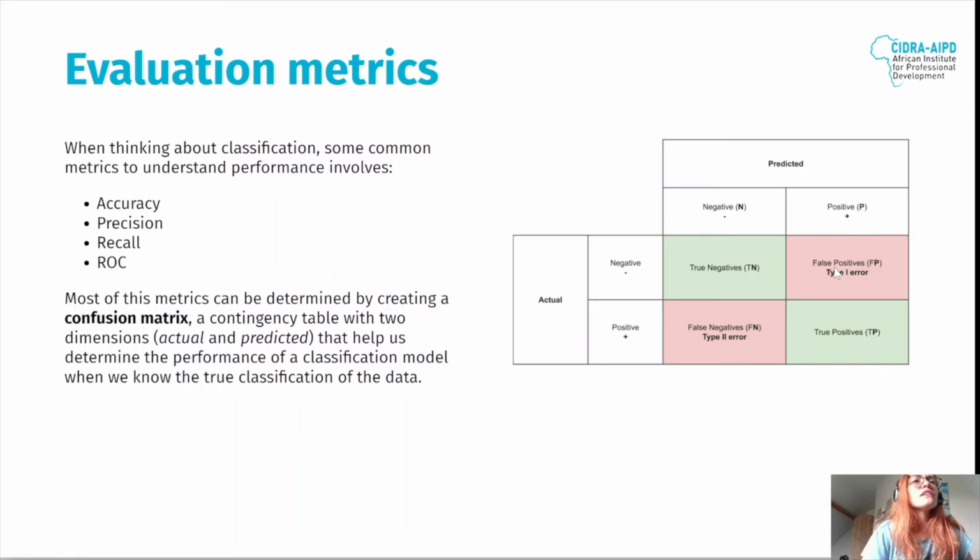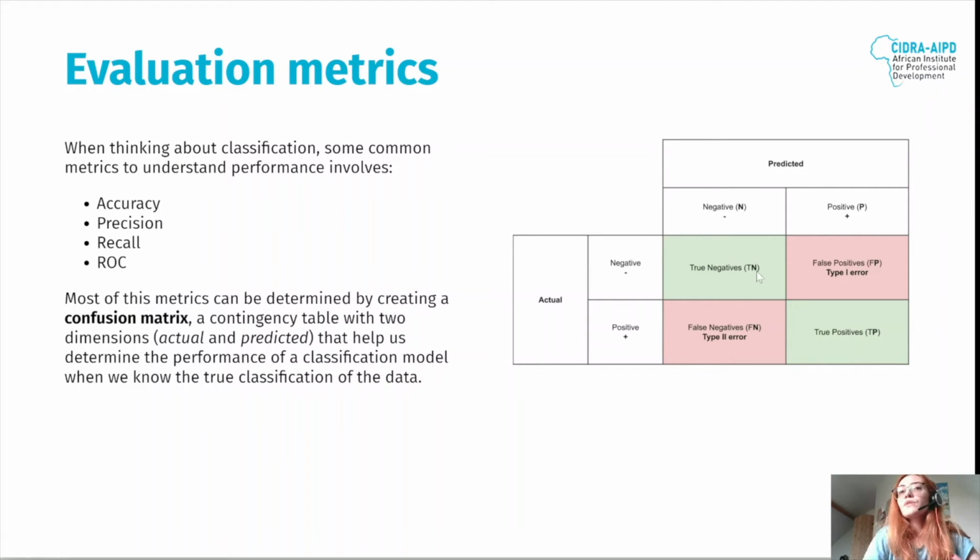It pretty much is a contingency table with two dimensions: the actual, so the real value, and the predicted, the value you're predicting. That helps us determine the performance of a classification model when we know the true classification of the data. We can see here that for both actual and predicted we have negative and positive. Those are just the names of the classes, but it could be 0 and 1, dead, not dead, disease, not disease. It could be anything. But positive and negative is kind of the standard for how we represent a confusion matrix.